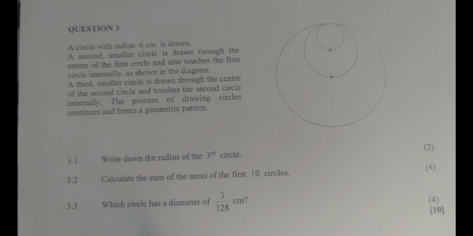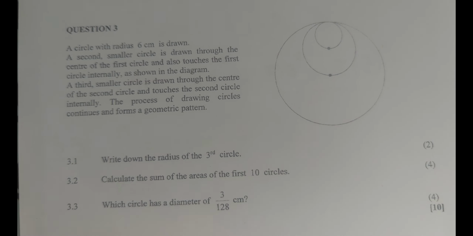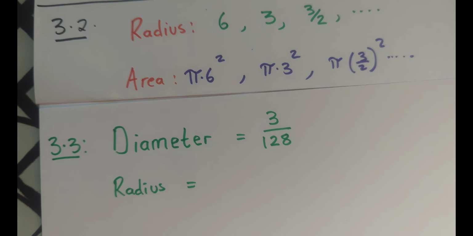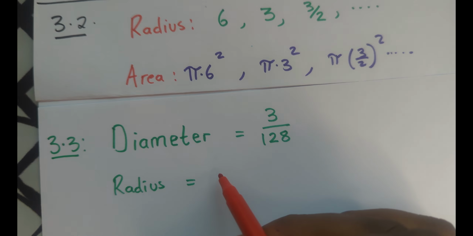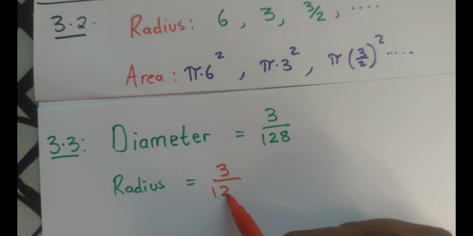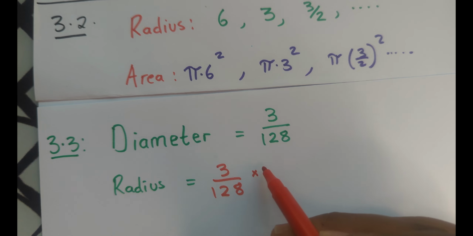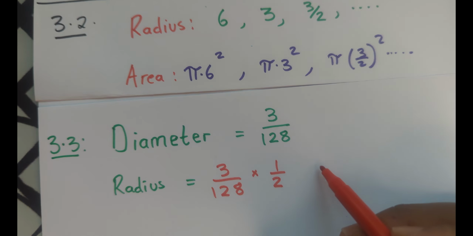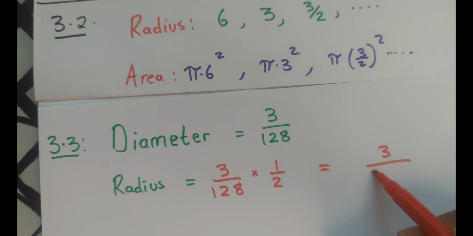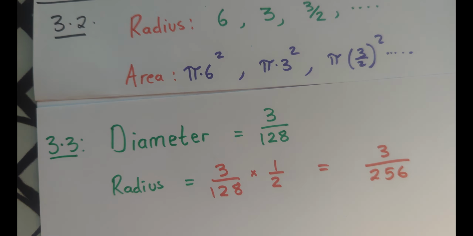Moving on to question 3.3, it says which circle has a diameter of 3/128. Since this is a diameter, we need to find the radius. So if the diameter is 3/128, the radius would be diameter divided by 2. When you divide by a fraction, you simply multiply and invert the fraction. So this is the same as 3/128 multiplied by 1/2, which will be 3/256. So this is the radius.